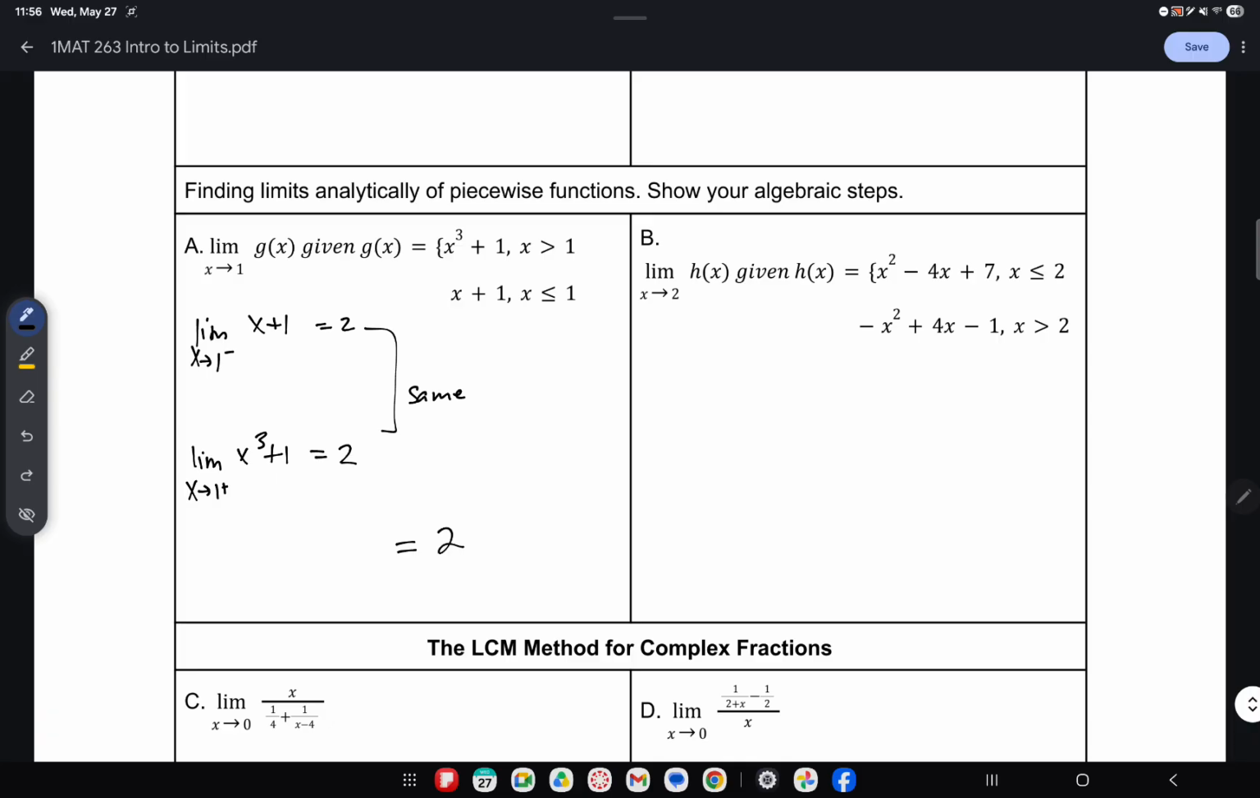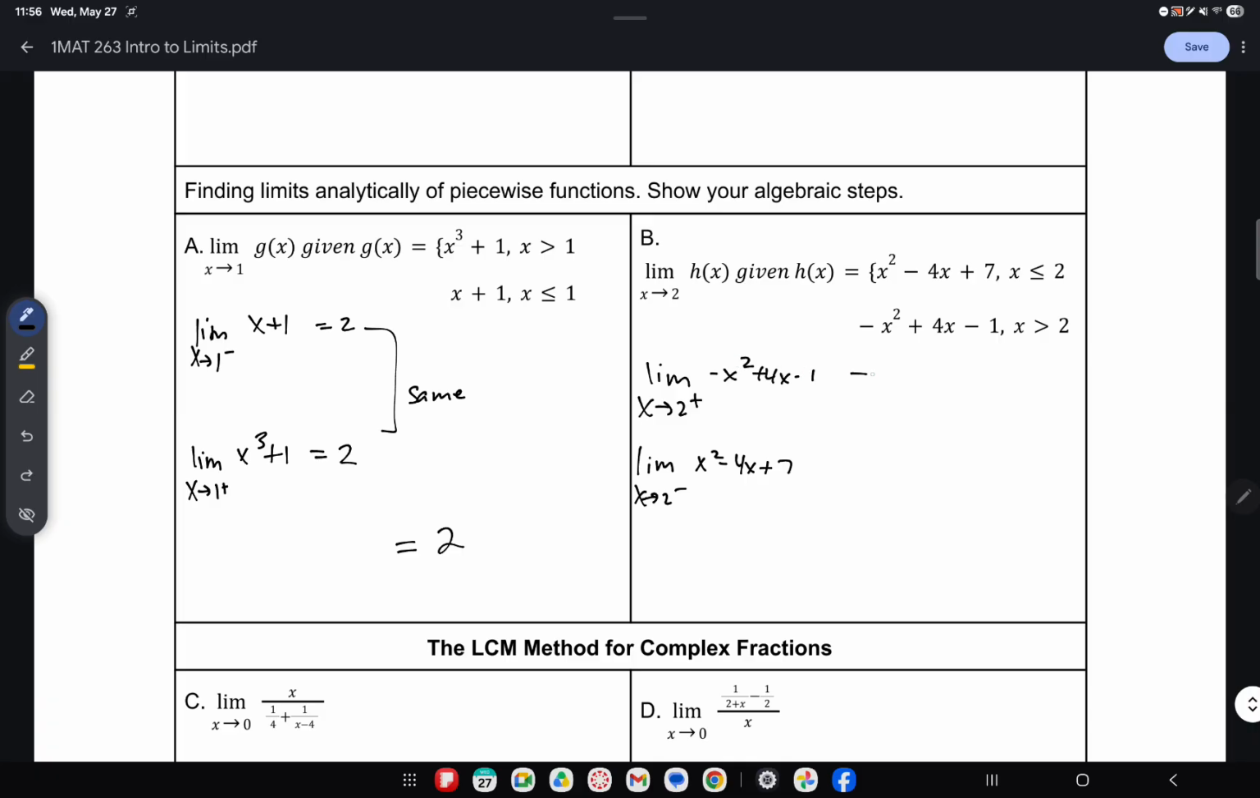All right, same idea here. Got to check the sides. So the limit as x approaches 2 from the right, and as it approaches 2 from the left. So left is the x squared minus 4x plus 7. And right is the negative x squared plus 4x minus 1.